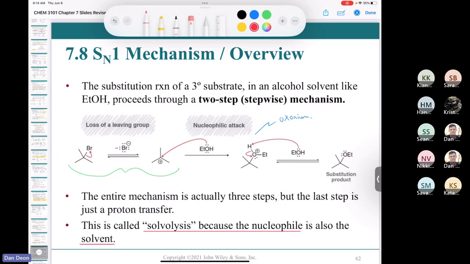So again, let's review. It's SN1. The first step is the loss of leaving group. The second step is a nucleophilic attack. The proton transfer is also a part of the mechanism, but it just restores neutrality to the molecule, just removes the positive charge. So there you go, SN1.